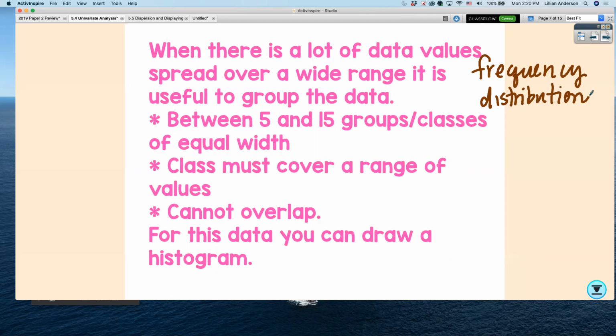These 3 bullet points help you in creating those frequency distributions. Usually you get between 5 and 15 groups, also known as classes of equal width. The classes or the groups cover the entire range of values from your data, and the groups or the classes do not overlap each other. When you have a frequency distribution, you draw a histogram over a bar chart.